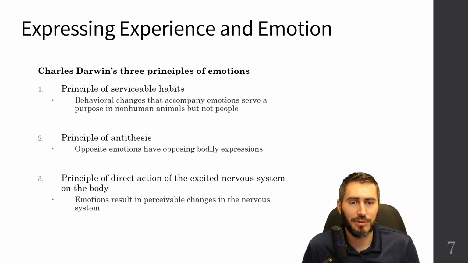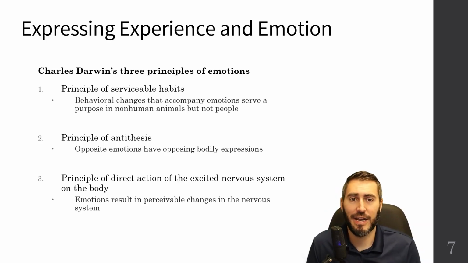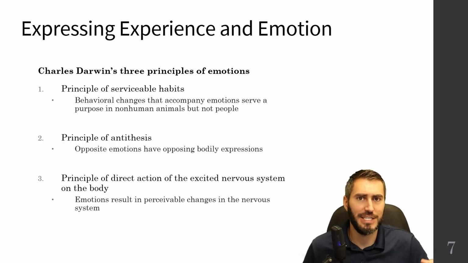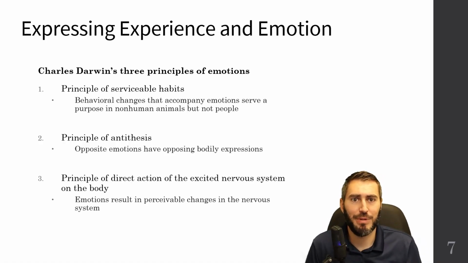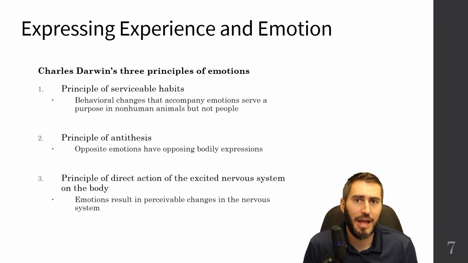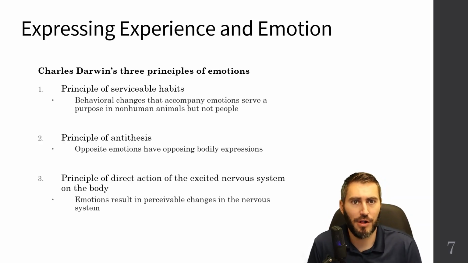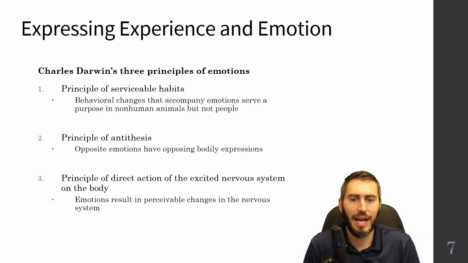The second one is the principle of antithesis. This is really an interesting one: opposite emotions have opposite bodily expressions. We can look at an example of this in, say, an animal being aggressive, where they're standing big and tall and baring their teeth and having these strong, large physical expressions of their emotions, whereas an animal being timid or shy or submissive might be really curled up, make themselves smaller, tail tucked in, things like that. So opposite emotions show opposite bodily expressions as well.